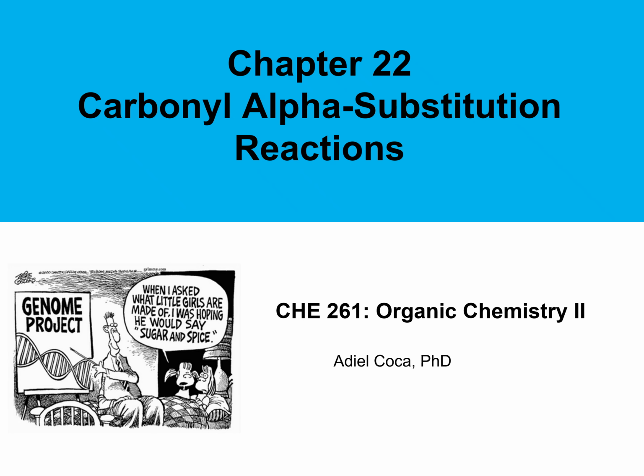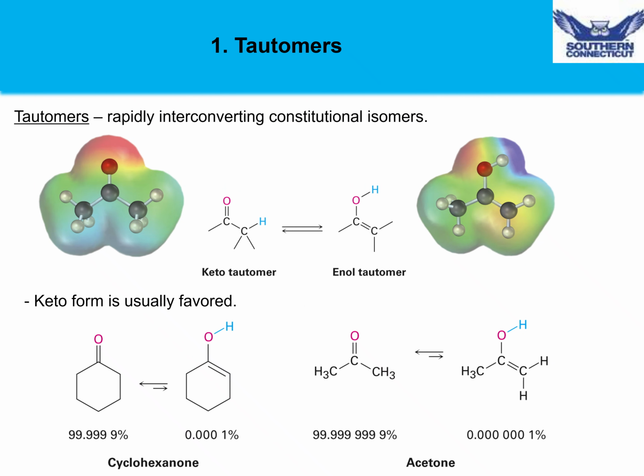In this chapter, we'll discuss the alpha substitution reactions on carbonyl compounds. Tautomers are rapidly interconverting constitutional isomers. The best known example is the keto and the enol form of a ketone and aldehyde. Here, an example is shown with a ketone. The keto tautomer is on the left and the enol tautomer is on the right.